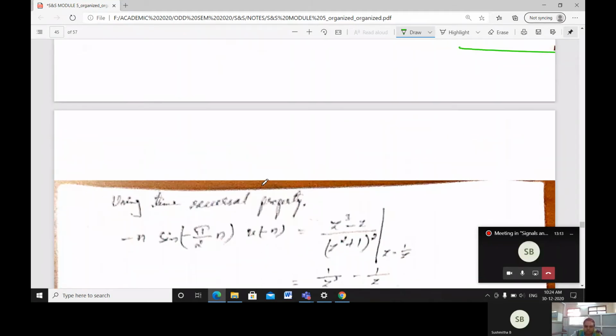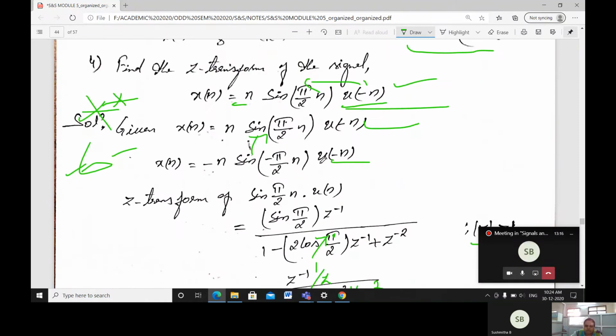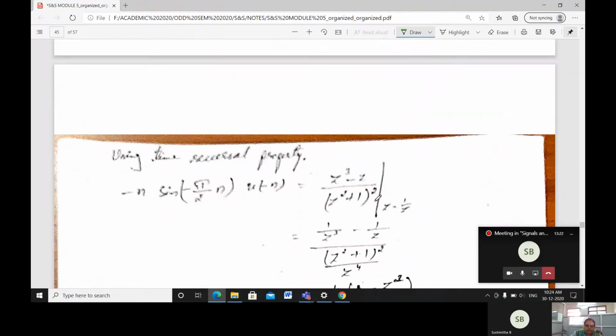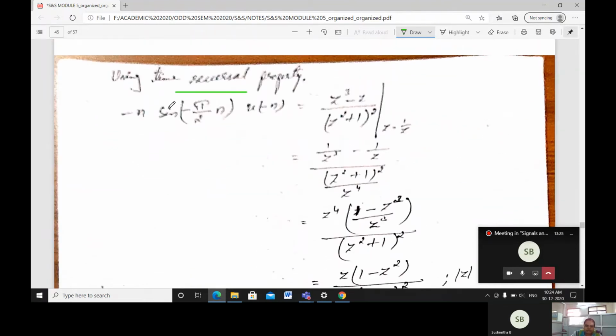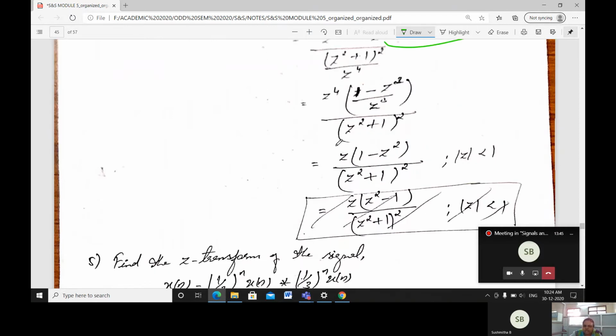Next, after this, it is still not completed. Why? Because we got it only for the positive side, but here it is a reversal. For that reason, using the time reversal property, minus n sin minus pi by 2 n u of minus n, our z should be replaced by 1 by z. Z cube minus z divided by z square plus 1, that whole square. Wherever z is there, you have to take it as 1 divided by z and substitute here. Again go for simplification. You will be getting z into 1 minus z square divided by z square plus 1 whole square, where mod of z is less than 1.